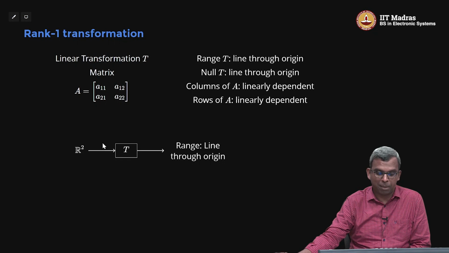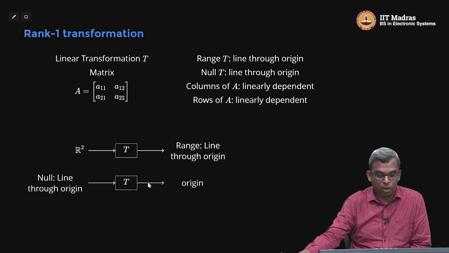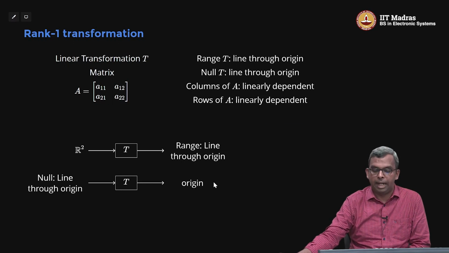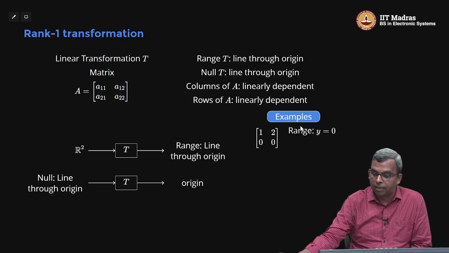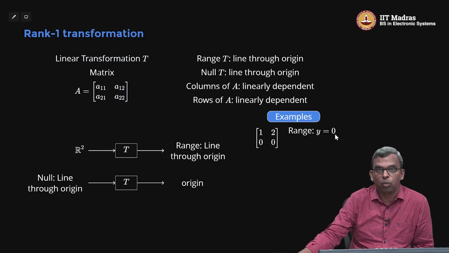So let me pictorially represent that for you. So when entire R2 goes through a rank 1 T, you get a range which is a line through the origin, and null is a line through the origin. There is one special line through the origin which when it goes through T, you get the origin entirely, okay. So here are examples. Rank 1 can look like this. So range is y equals 0, okay. Do you see that? Do you see why range is y equals 0?